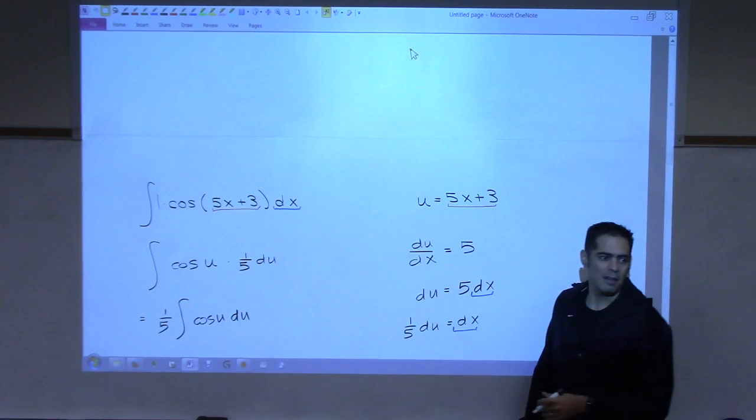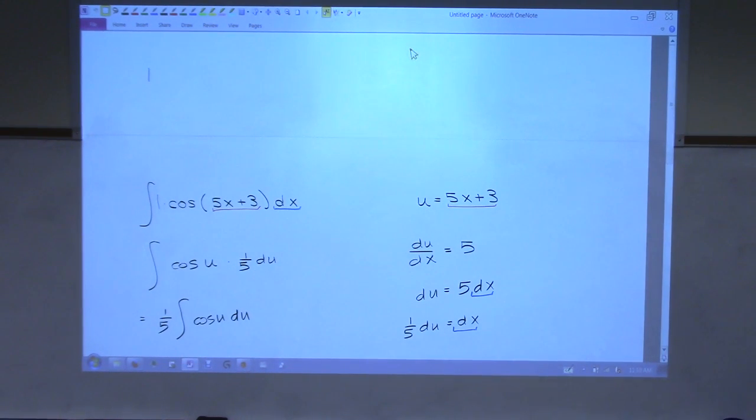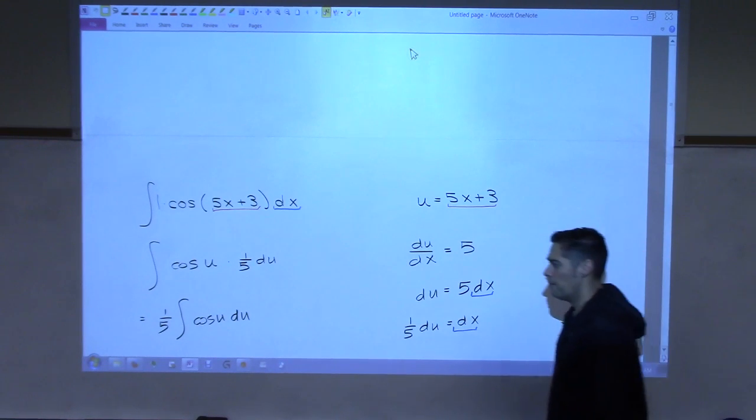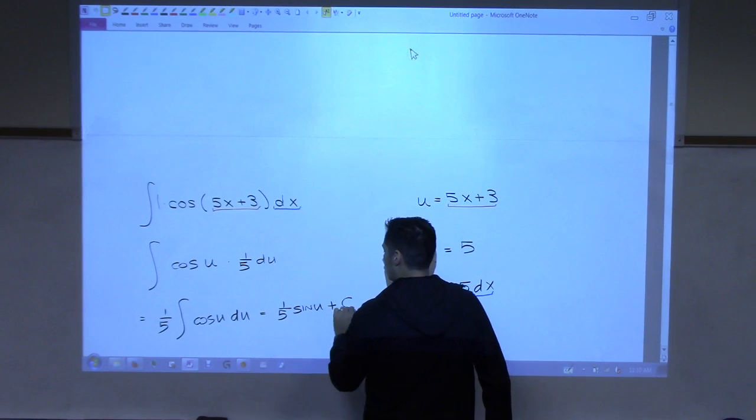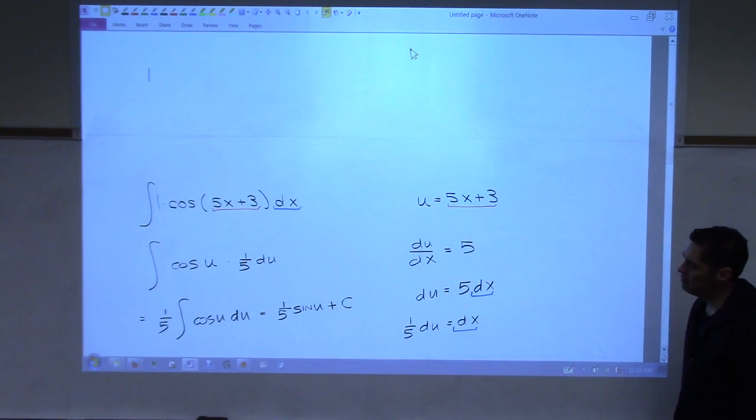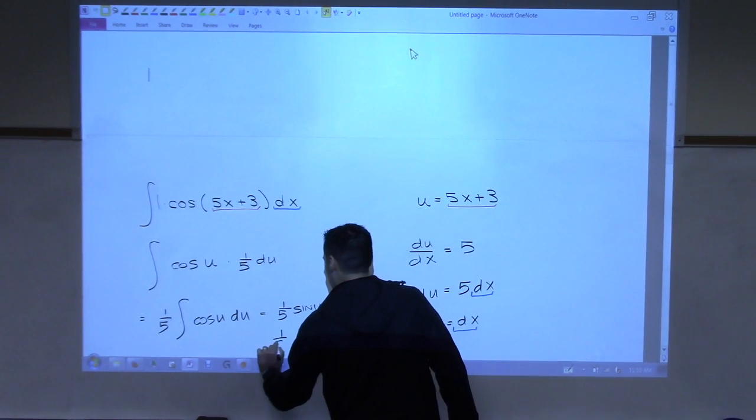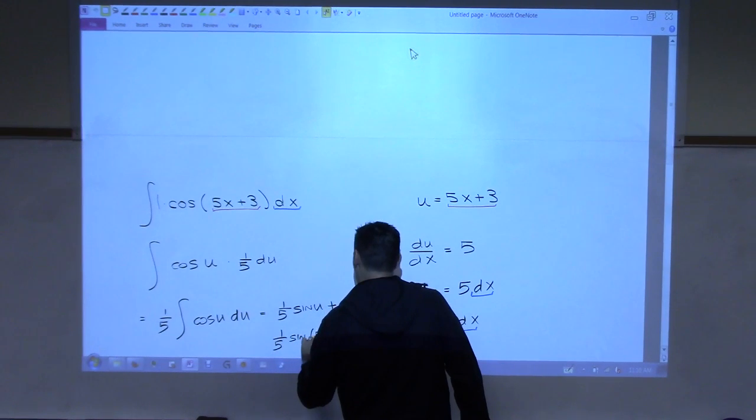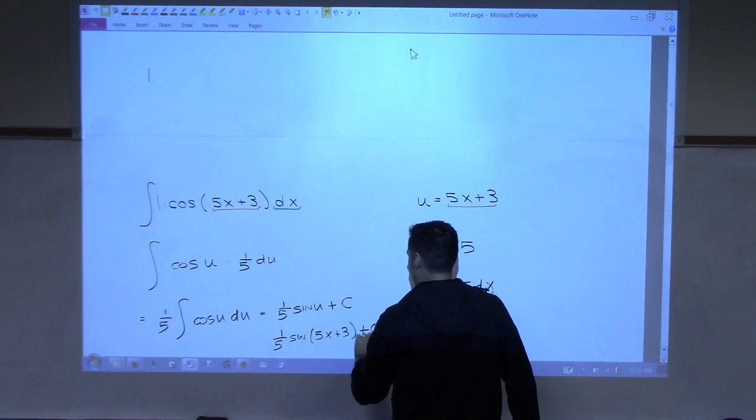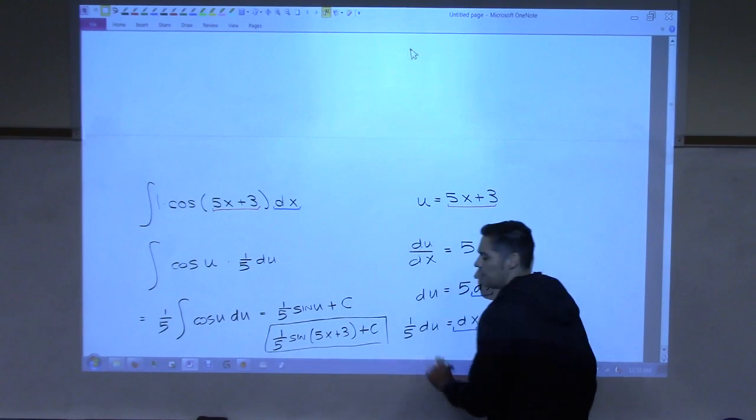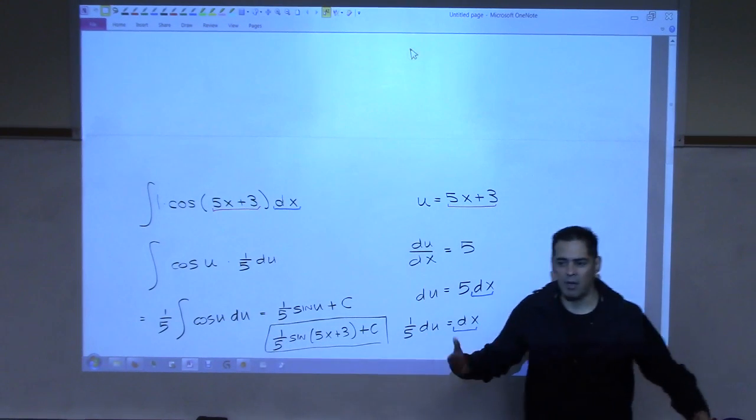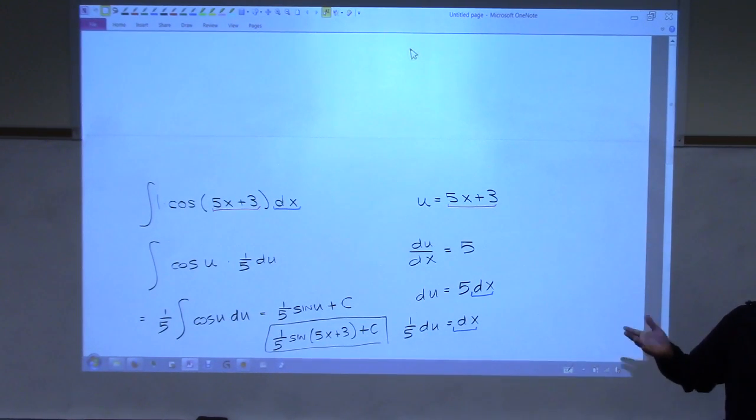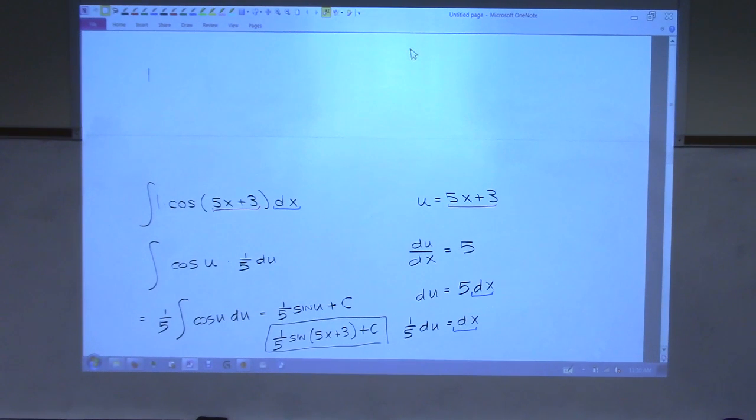Now the antiderivative of cosine of u is just sine u, isn't it? And you have the 1/5 out there. So this becomes 1/5 sine u plus c. But what was u? 5x plus 3. So this is 1/5 sine of 5x plus 3 plus c. That's our answer. And didn't we say that we thought maybe it might just be the sine of 5x plus 3, but we said no, it would be off by 5? We would need to come in with a 1/5. There it is. Got it?